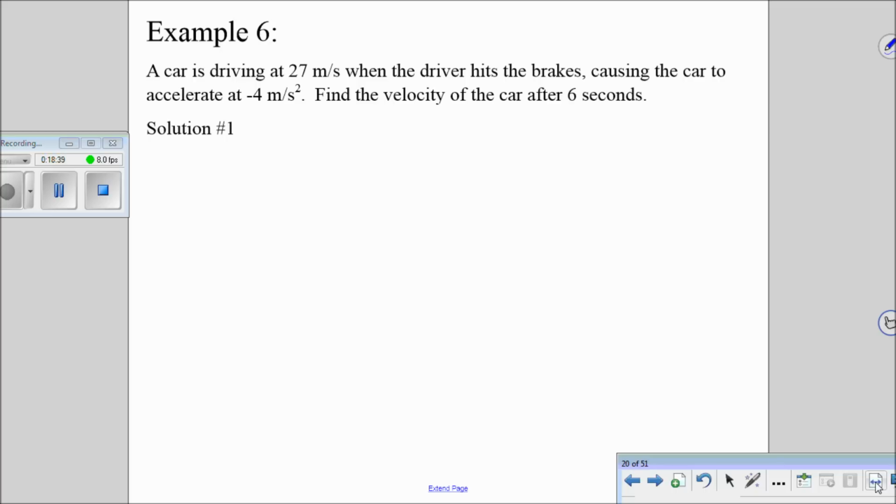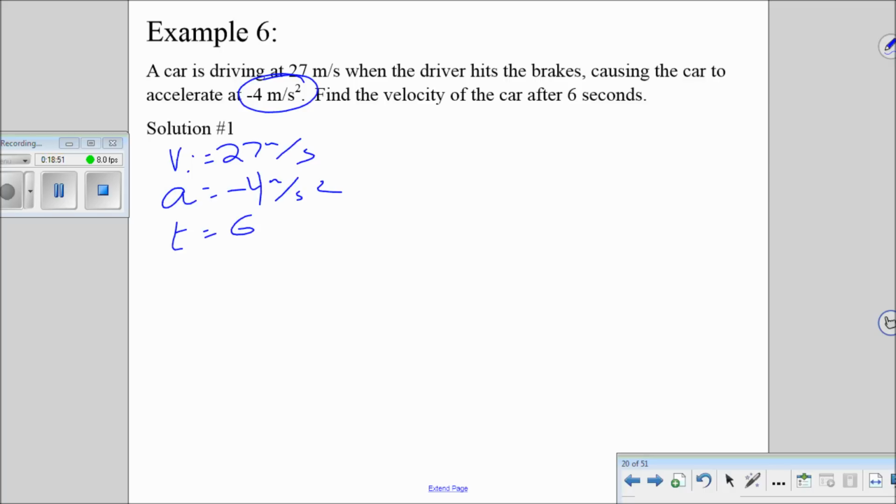So start by writing out what you know. Vi is 27 meters a second. This 4 meters per second squared is an acceleration, right, because of the units. And this is going to happen for 6 seconds. And the question wants to know what's the final velocity. All right, well, one way you could do this, and it's totally impractical, but I like this method because it shows me that you understand the concepts.